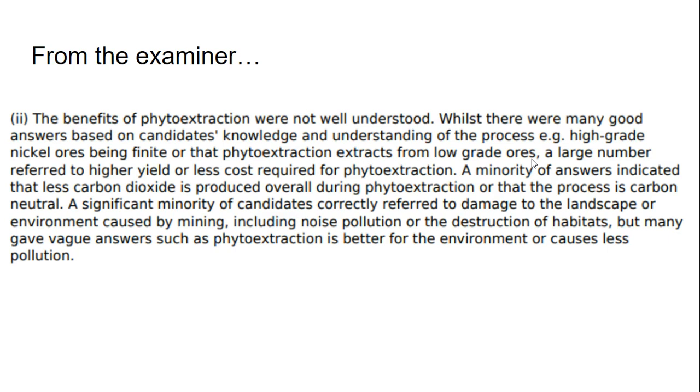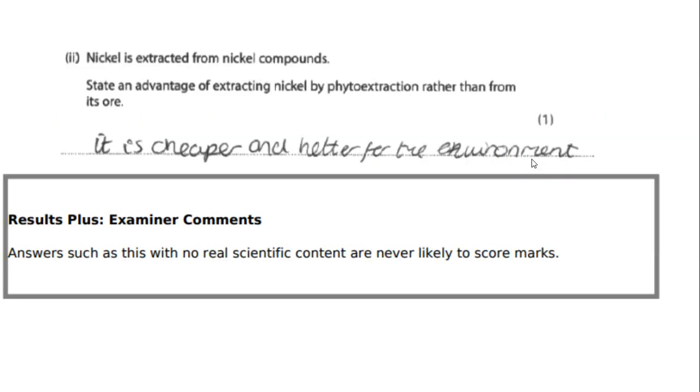But many gave vague answers such as phytoextraction is better for the environment or causes less pollution. And that gets no credit. You've got to be specific about the environmental damage. You've got to be specific about the pollution caused. So here's a typical answer that a candidate gave in the exam. They wrote, it's cheaper. No marks for that. And it's better for the environment. Again, no marks there because you haven't been specific as to where the cost advantages are, and you've not been specific about what the damage to the environment would have been.